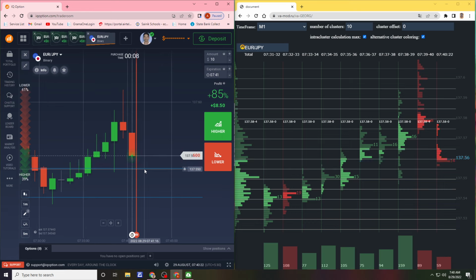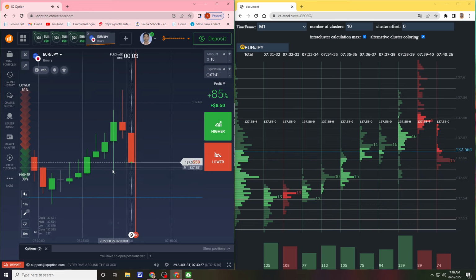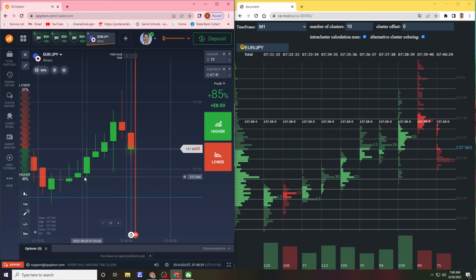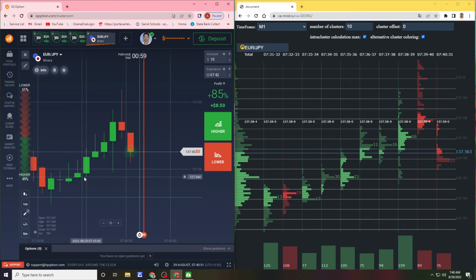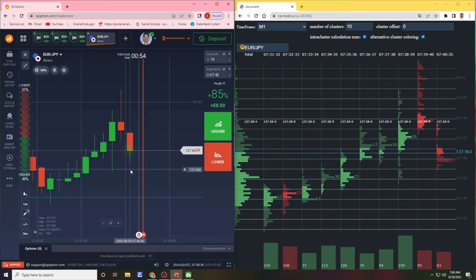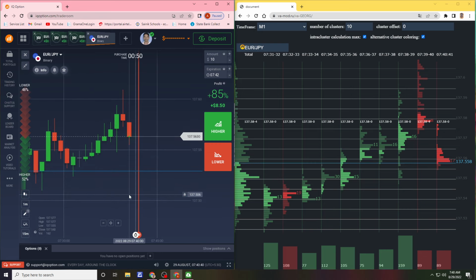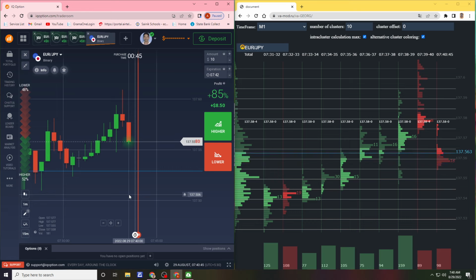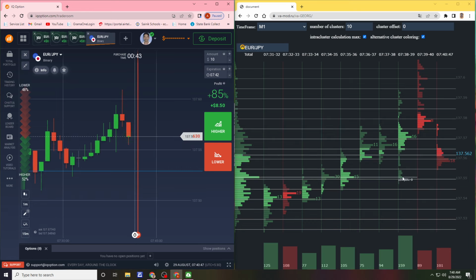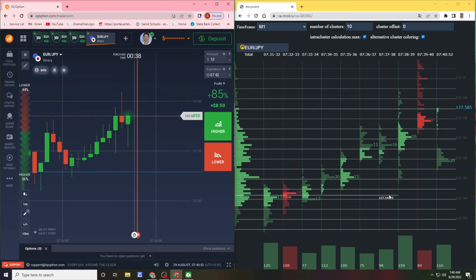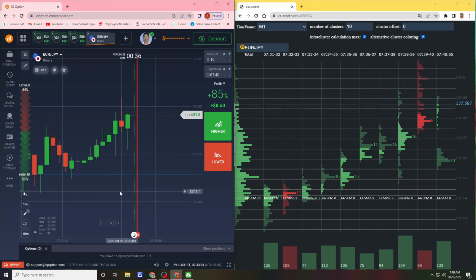I will wait for the correct opportunity. So I will remove this because it was respected by this candle. So this no longer works. Okay, this no longer works. This is an untested POC point. The market is very crazy. I mean, volatility is here.